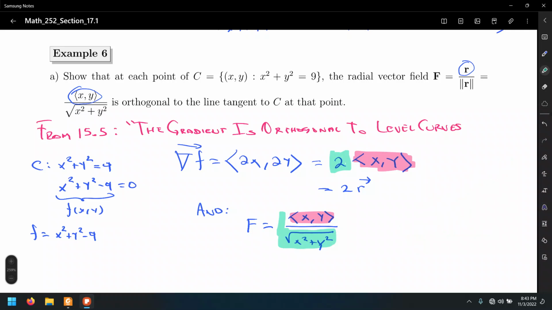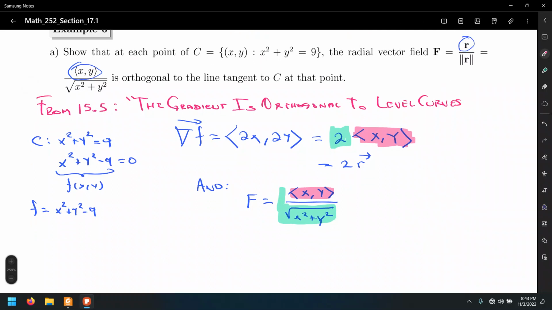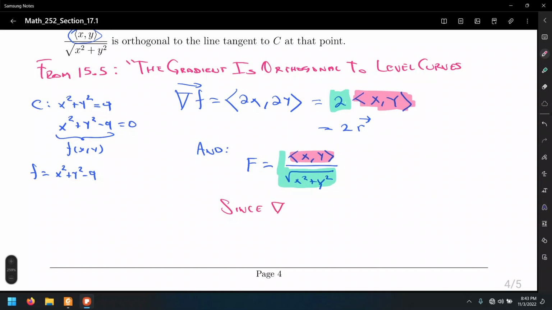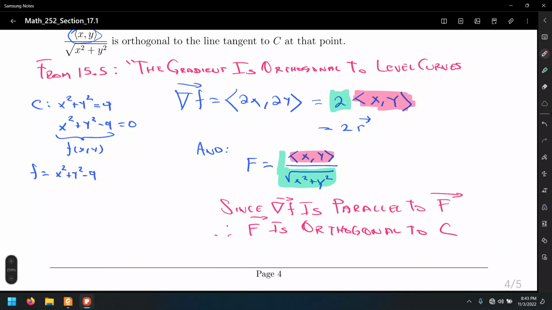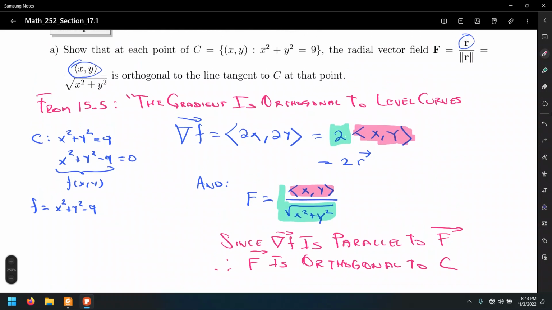So what are we going to conclude here? Well, since nabla f is parallel to f, therefore f is orthogonal to C. And again, because f, the radial vector field, is parallel, that is, going in the same direction as the gradient that we came up with from C. Well, if the gradient is orthogonal, that vector field will also be orthogonal, right? Because they're both going in the same direction.